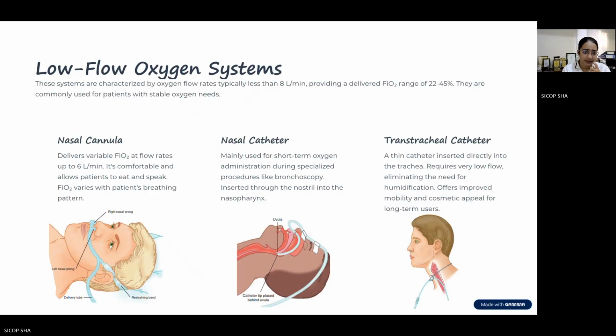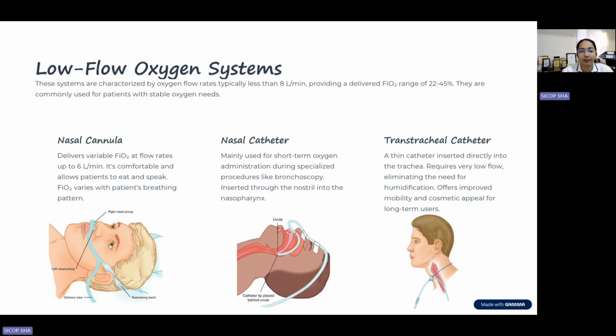So the nasal cannula has a delivery tube and something which can hold it through the back of your head. There are small prongs, the nasal prongs, which deliver the air through your nose. It is more or less comfortable because it allows the patient to eat, sleep, and move around a little bit without disturbing the oxygen flow. It is one of the most common, but mind you, it only delivers a flow rate of up to 6 liters per minute and no more than that.